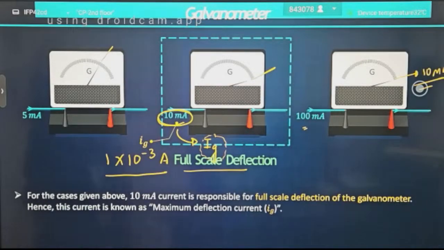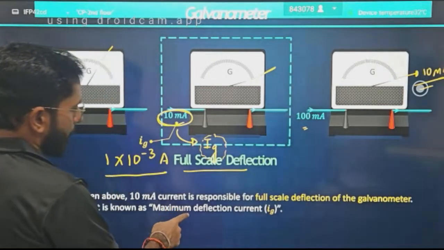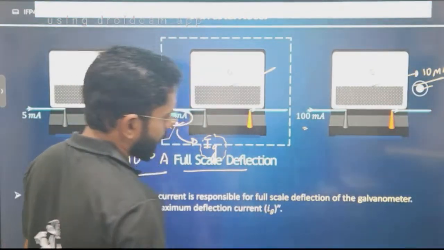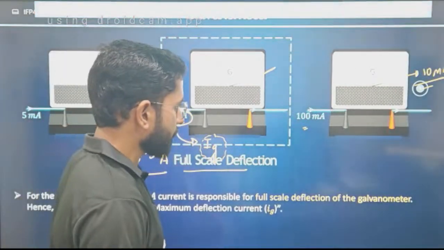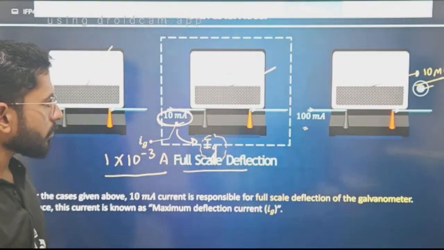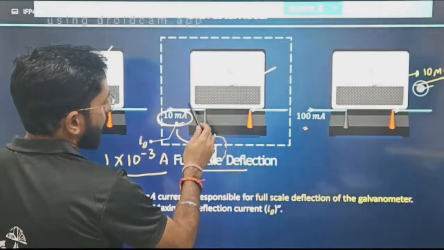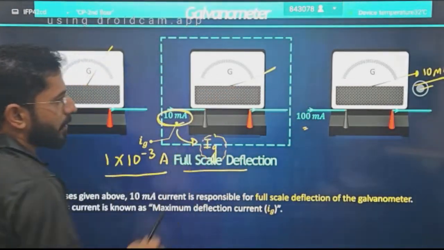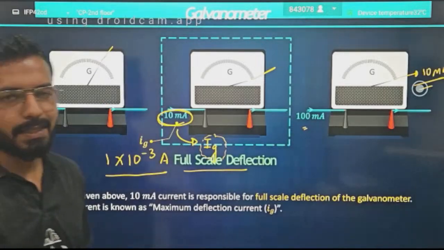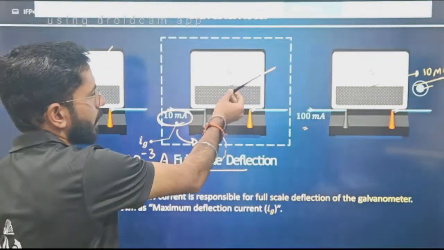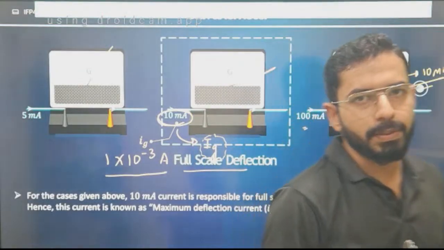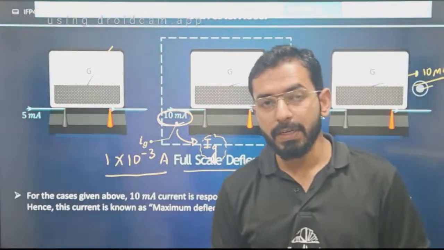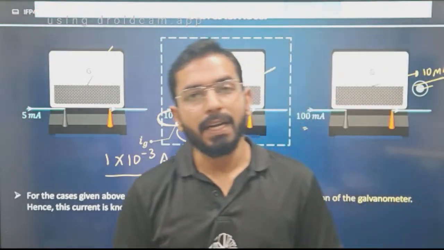So some basic properties. The first property that you have to remember: 10 milliampere of current is responsible for full scale deflection of the galvanometer, and this is known as the maximum deflection current. Because the galvanometer is a very sensitive device, even at 10 milliampere it shows full deflection. So it doesn't matter if you pass 100 milliampere, it will still show full deflection, because the maximum limit up to which it can show you the deflection is 10 milliampere.